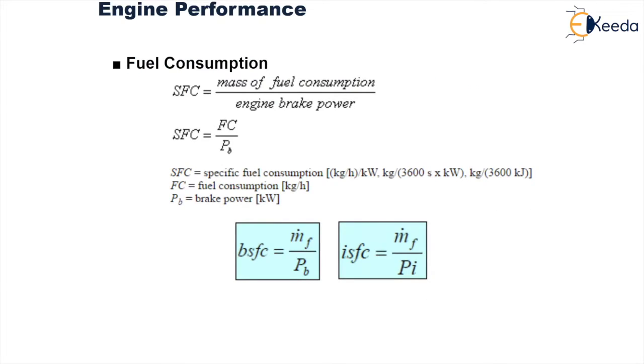Then you have the fuel consumption. We call it SFC, or specific fuel consumption. It is given by the mass of fuel that is consumed per unit of engine brake power. Then you have BSFC and ISFC, where M dot F stands for the mass of fuel consumed, and in the denominator you will find the engine brake power or the engine indicated power respectively. Let us go on a bit further now.